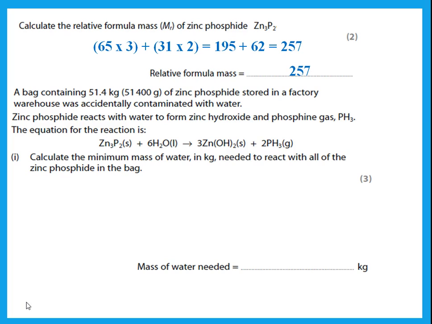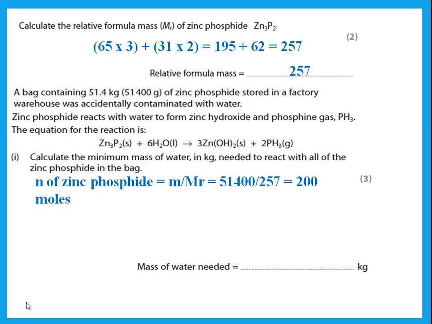So what does he give me? He gives me the mass of zinc phosphide. So the first thing you need to do is get the number of moles of zinc phosphide. Number of moles of zinc phosphide is mass over molecular mass. That comes out to be 200 moles. The next thing is, what is he asking for? He's asking for water. So I relate it from the equation with water. The number of moles of water is 6 times that of zinc phosphide. So that comes out to be 1200.